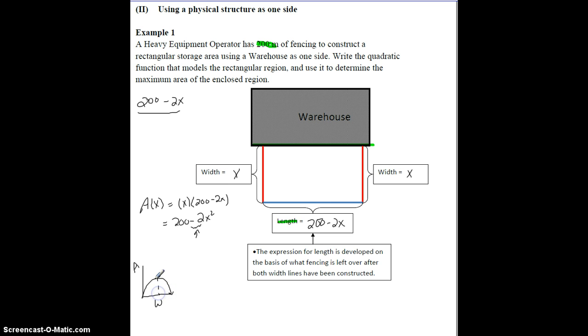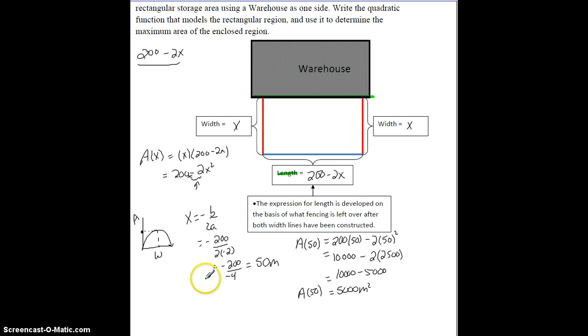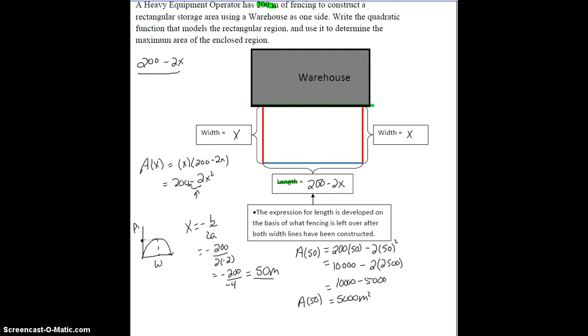So we have to find our axis of symmetry, which will then be used to find our maximum area. So axis of symmetry, we apply our formula, and then we'll go ahead and solve. Alright, so applying the axis of symmetry formula, we find out that we get the maximum area at 50 meters. We then take the 50, plug it back into our equation, and find that the maximum area is 5,000 meters squared.